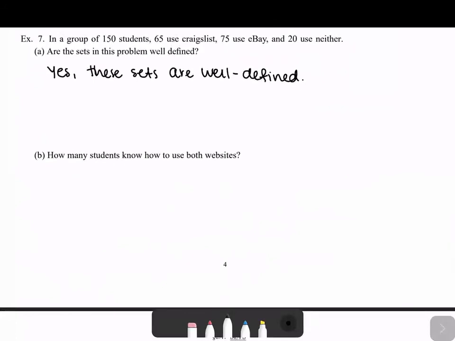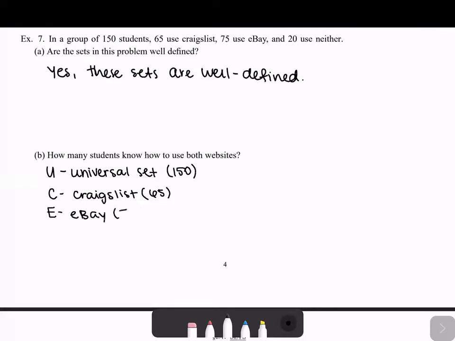So we're gonna make some letters for these sets. So U is always the universal set, and it has 150 students, just like the problem says. We're gonna select C to denote Craigslist, which has 65 students. We're gonna let E denote eBay, which has 75 students, and we are not going to have a set denoted by neither, and you'll see why in just a second, because it's how we're going to draw this picture.